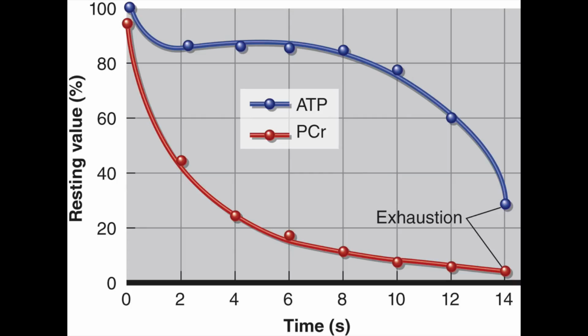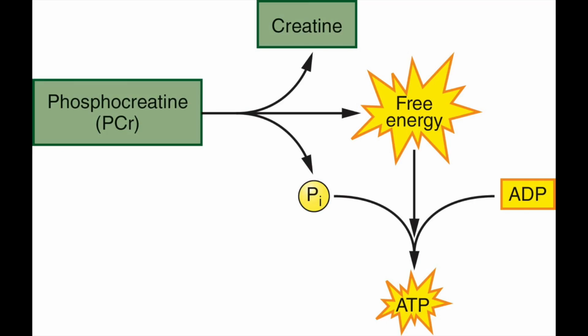So what happens is phosphocreatine is broken down by creatine kinase. Again, enzymes, and an ACE, going to break something down. So it breaks it down into creatine, Pi, and free energy. The Pi then attaches to ADP and creates ATP very quickly.